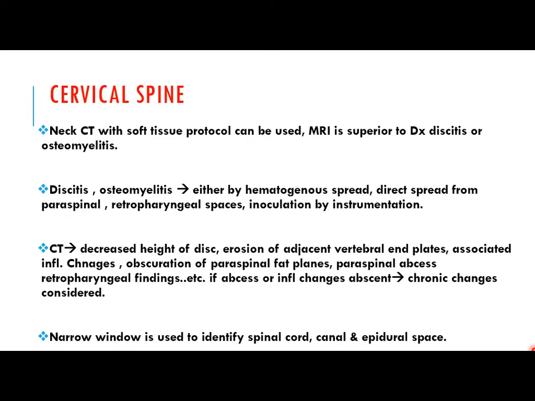Actually, we find findings as if it is a degenerative change. But what makes the difference between degenerative change and discitis is that we can see peripheral inflammatory change and fat stranding around the disc, which favors discitis rather than a degenerative change of the disc. So we see a decreased height of the disc, erosion of the adjacent vertebral end plates, associated inflammatory change, obscuration of the paraspinal fat planes, and paraspinal abscess or retropharyngeal findings.